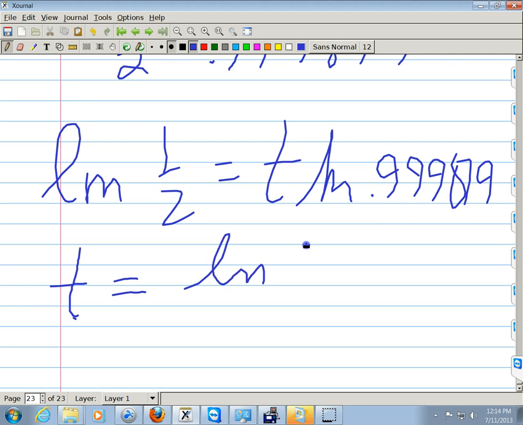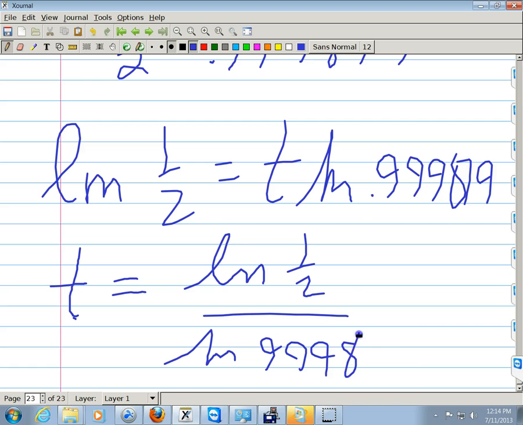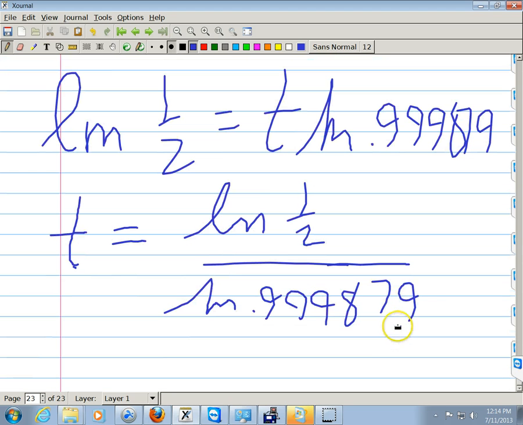ln of 1/2 over ln of 0.999879, and there's a decimal here. And so you get about, well, let's see. Now that's, again, an exact answer, assuming that the 0.999879 is exact, it may not be.